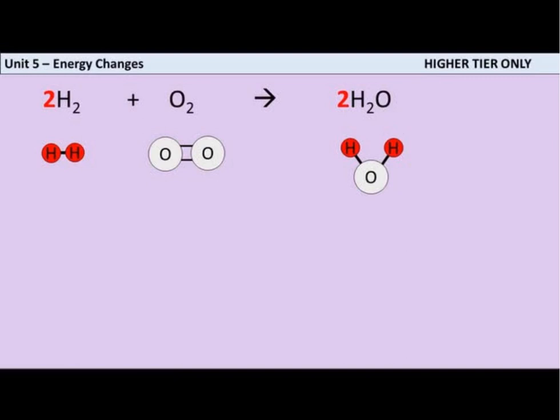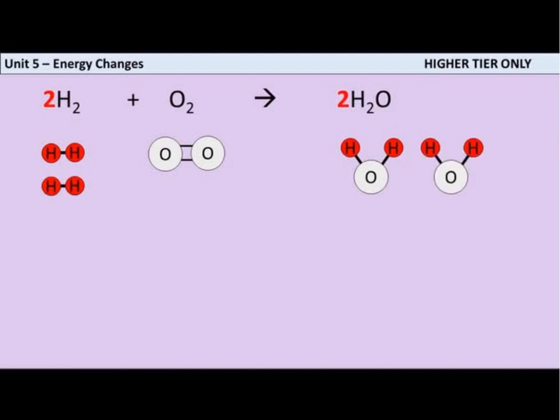So I would strongly suggest that you take all of 10 seconds to redraw any molecule that is in that equation more than once. So here, I've got my hydrogen molecule and I've got my water molecule, but the first thing I'm going to do is draw another one of each.